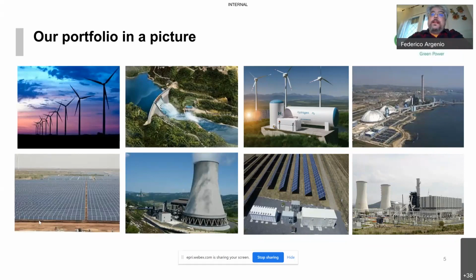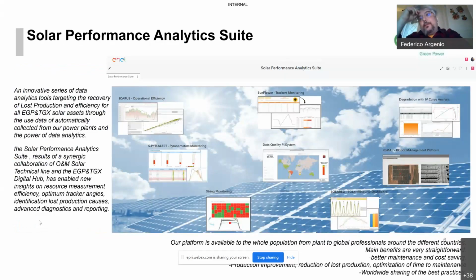In order to do this, we have realized, mainly dedicated to solar, a solution. We have this solution for all the other technologies, but today we speak about solar. We have released a solution that we called the Solar Performance Analytics Suite. We developed it in a couple of years of work and consolidated it in 2021.